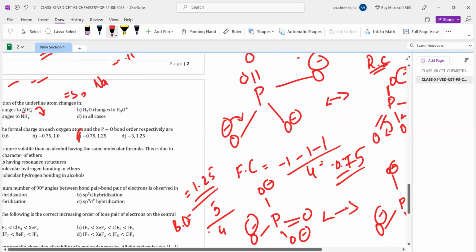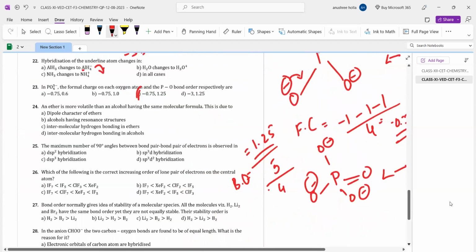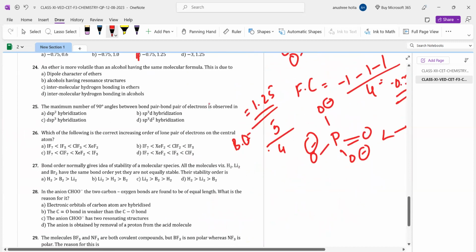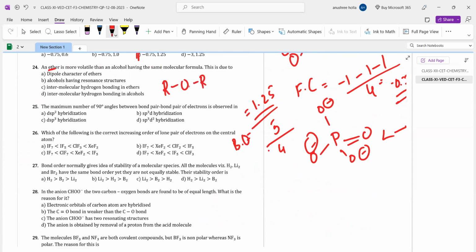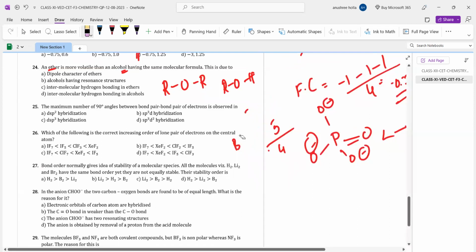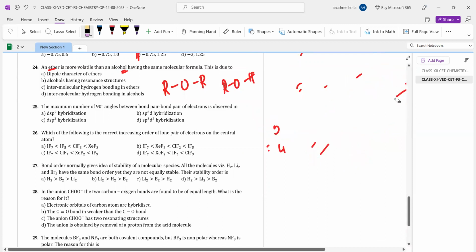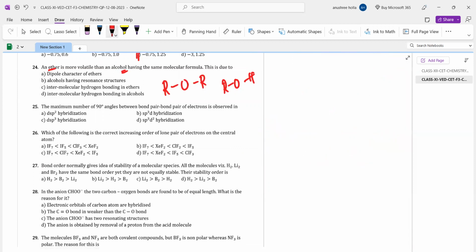Okay. 24th question. An ether is more volatile than an alcohol, having the same molecular formula. They have given ether, which is ROR, an alkyl or aryl group attached to an oxygen atom, and alcohol, which is ROH. They're asking about the volatility. Volatility means which one would be easily vaporized when you boil it. In other terms, think of the compound having less boiling point, which could be evaporated very easily. This depends upon the intermolecular forces.